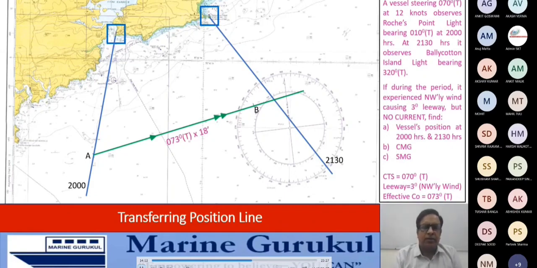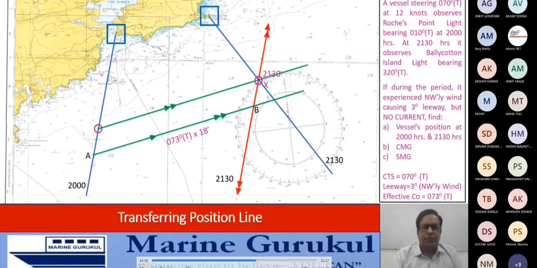So point A, as already explained, is transferred to point B. In the previous discussion, where there was no wind, it was 070 degrees true into 18 miles track. This time it is 073 degrees true into 18 miles. Point B is the point to which A is transferred. PL is transferred through B, marked with 2 arrows at each end. Time of transferred PL indicated, and this is the 2130 fix, X is the 2130 fix. Now the CMG line represented by AB is transferred through X, giving us the position at 2000 hours, that is point Y.